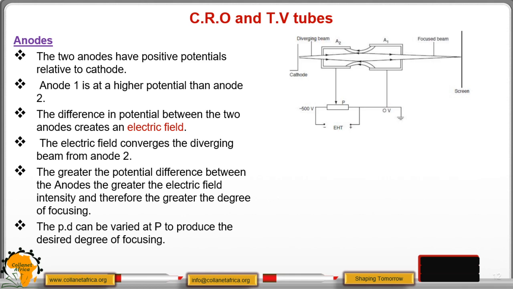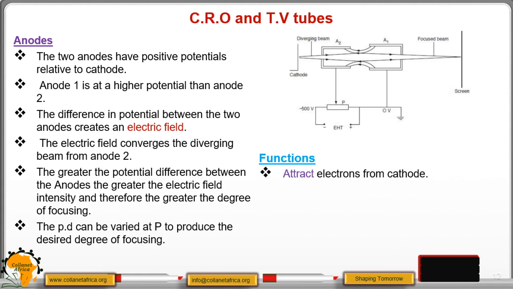And we are saying that the greater the potential difference, the greater the electric field intensity. And when the intensity of the electric field is high, then the degree of focusing is also greater. So again, the potential difference can be varied to produce the desired degree of focusing. That is the work of the anodes, to focus the beam.